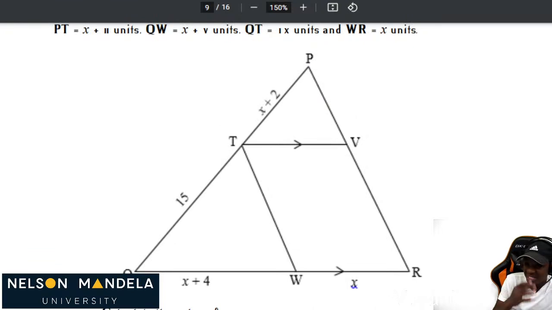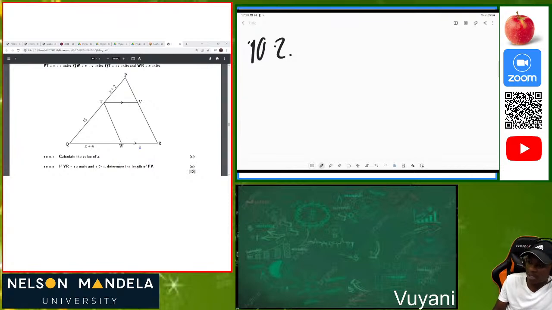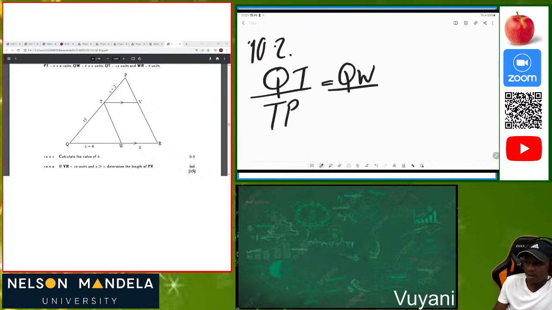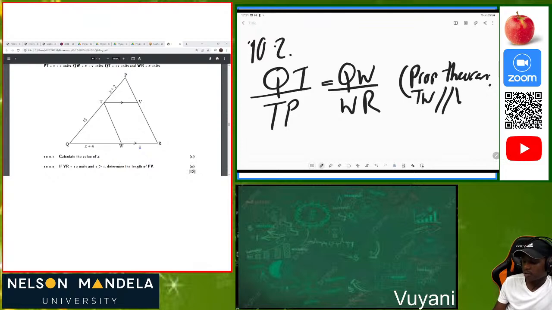So you can see that we are using the proportionality theorem here. So what do we do? Let's write our proportion in order. QT over TP is the same as, look at our parallel lines, please don't lose the parallel lines, QW over WR. What is our reason? Proportionality theorem. Then we state the parallel sides: TW is parallel to VR.